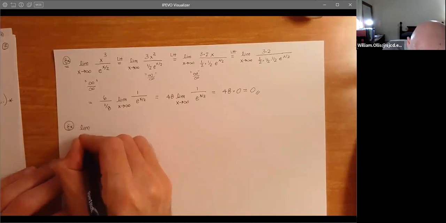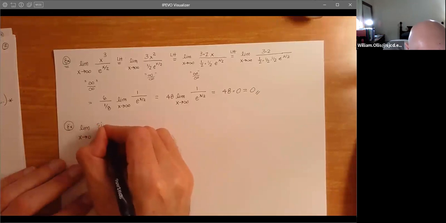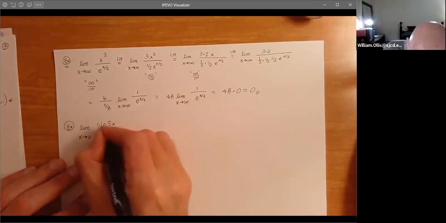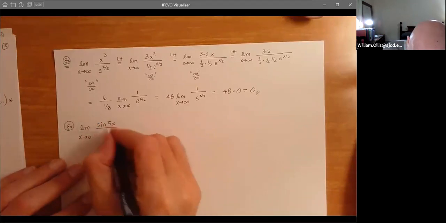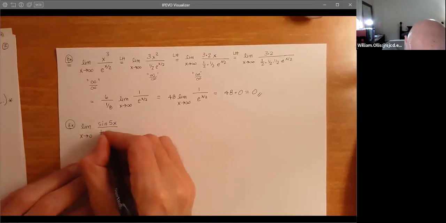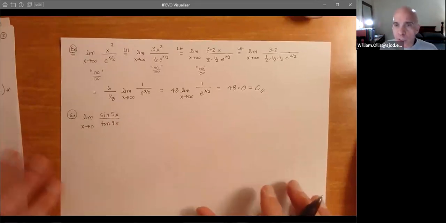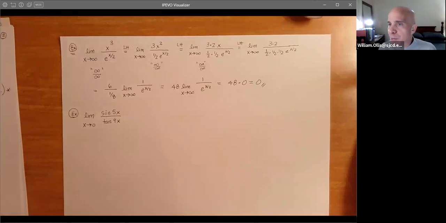This is a famous example from Calculus 1 when you did special limits. The limit as x approaches 0 of sine of 5x divided by tangent of 9x. Now, if you're in Calculus 1, then you have the special limit, sine x over x as x approaches 0 is 1. You prove that geometrically with the squeeze theorem.